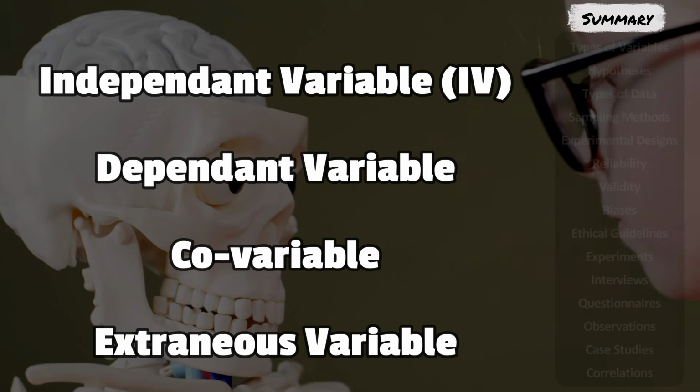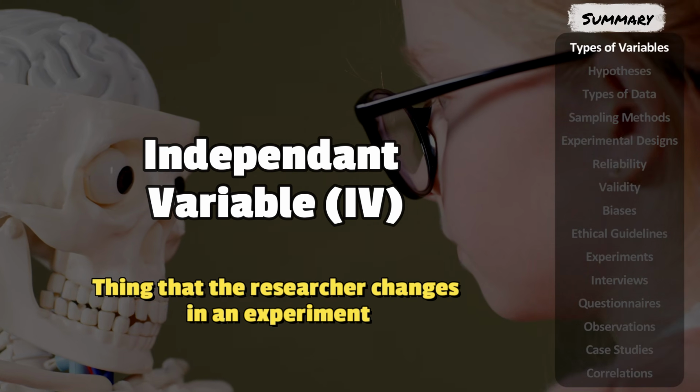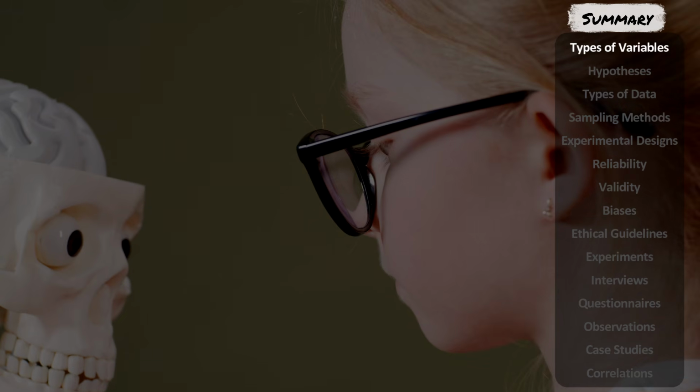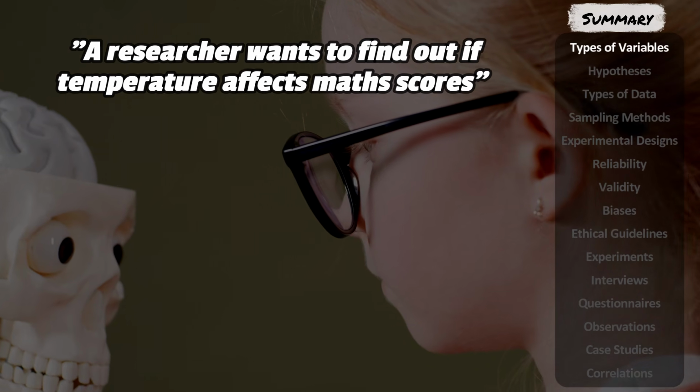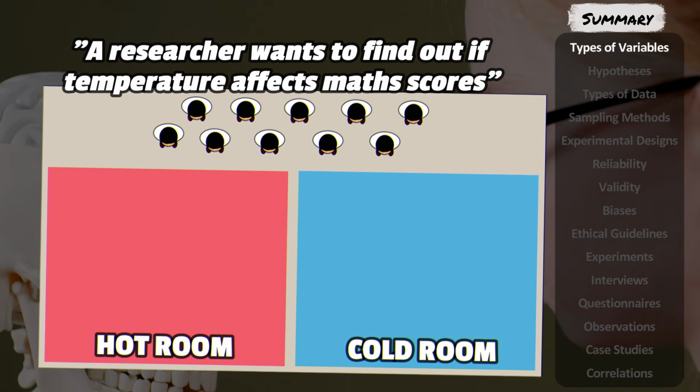Now, these are the only 4 variables that you need to know. The independent variable is the thing that researchers are changing or manipulating in an experiment. Now, when teaching research methods, I always like to use a little study that helps me to remember how to apply stuff. And this is the one on the screen. A researcher wants to find out if temperature affects math scores. And this is how I do it.